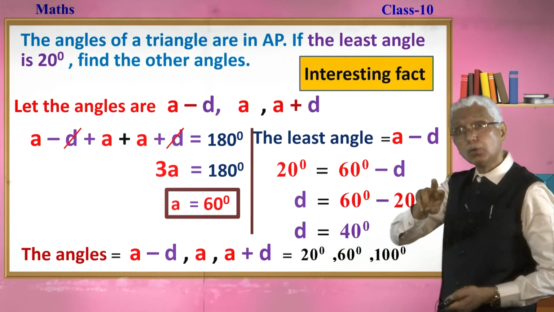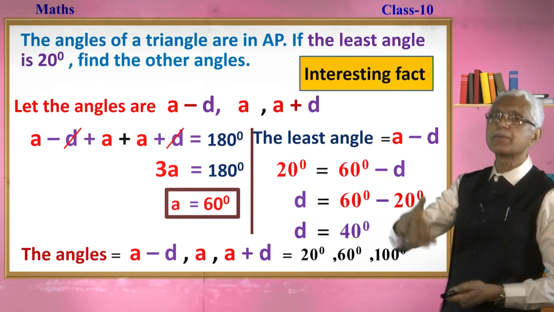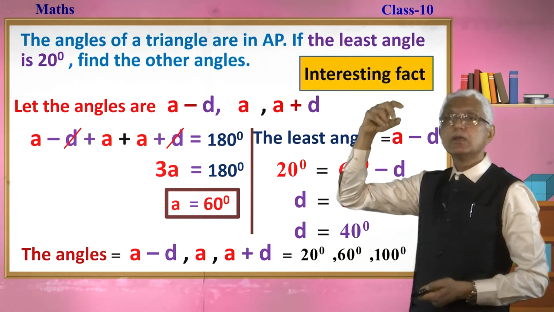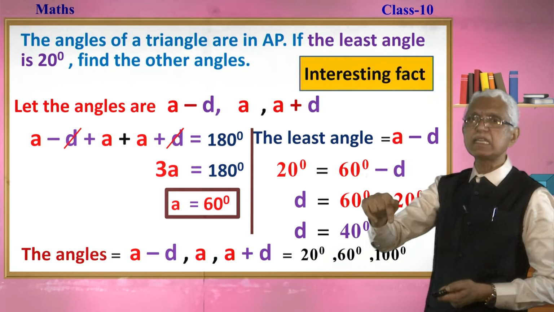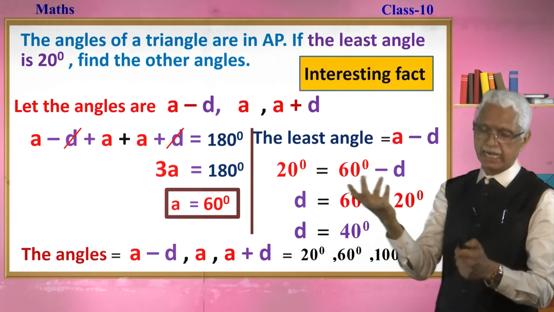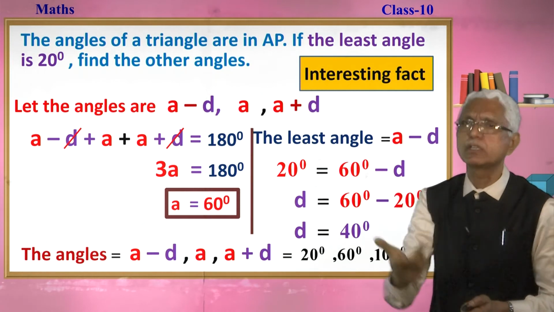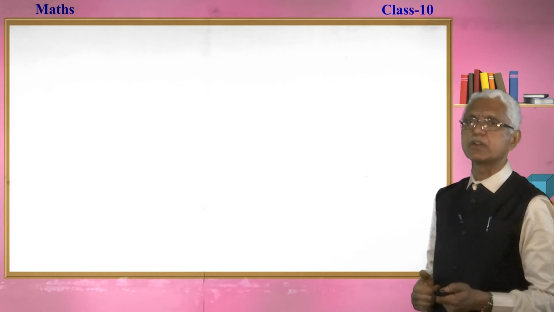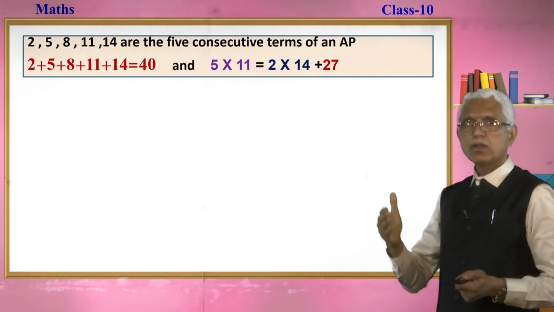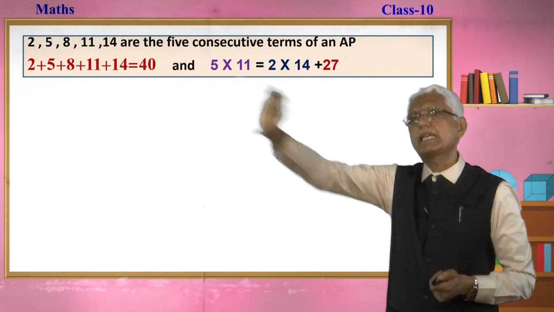So, you could use a, a plus d, a plus 2d, or you can also use a minus d, a, a plus d. But in the previous problem, using a minus d, a, a plus d was beneficial because d would get cancelled and I would get the value of a. So, depending on the problem, you will have to take the three consecutive terms. That is wonderful. There is another problem, 2, 5, 8, 11, 14 are the 5 consecutive terms of the AP.